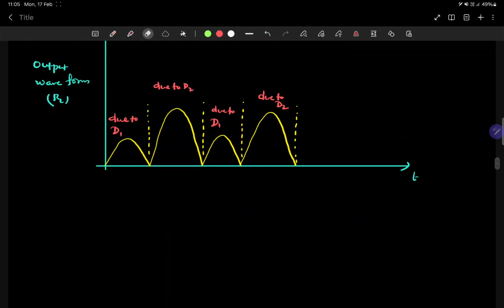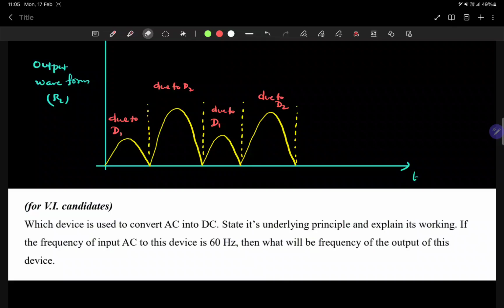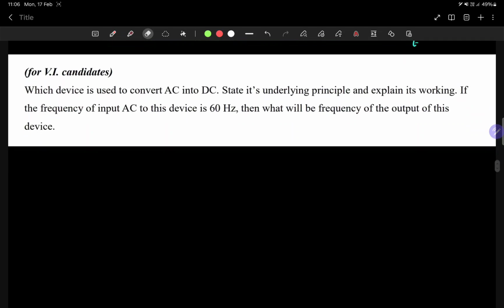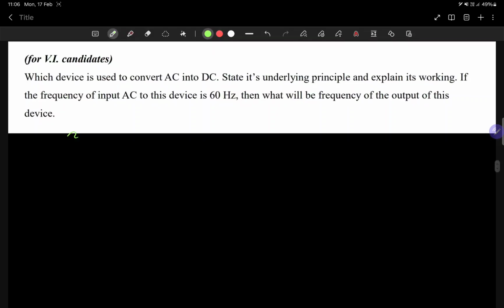And next, in the same question, another question is there for the VI candidate. Which device is used to convert AC into DC? And it is asking to state its underlying principle and explain its working. So first thing, the device used to convert AC to DC, first you have to write that. The device used to convert AC to DC is called a rectifier.